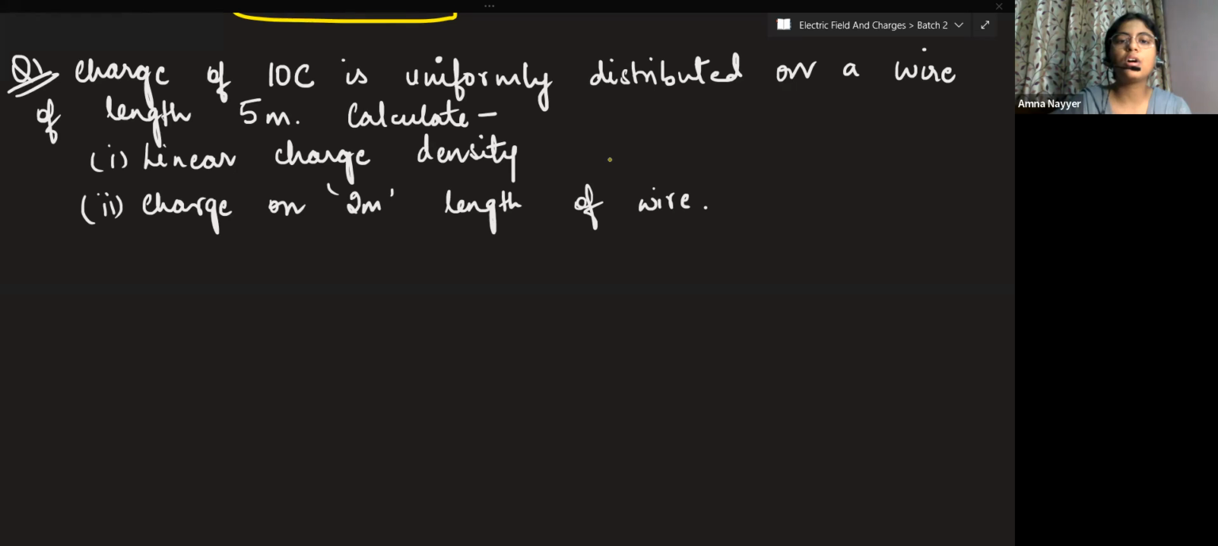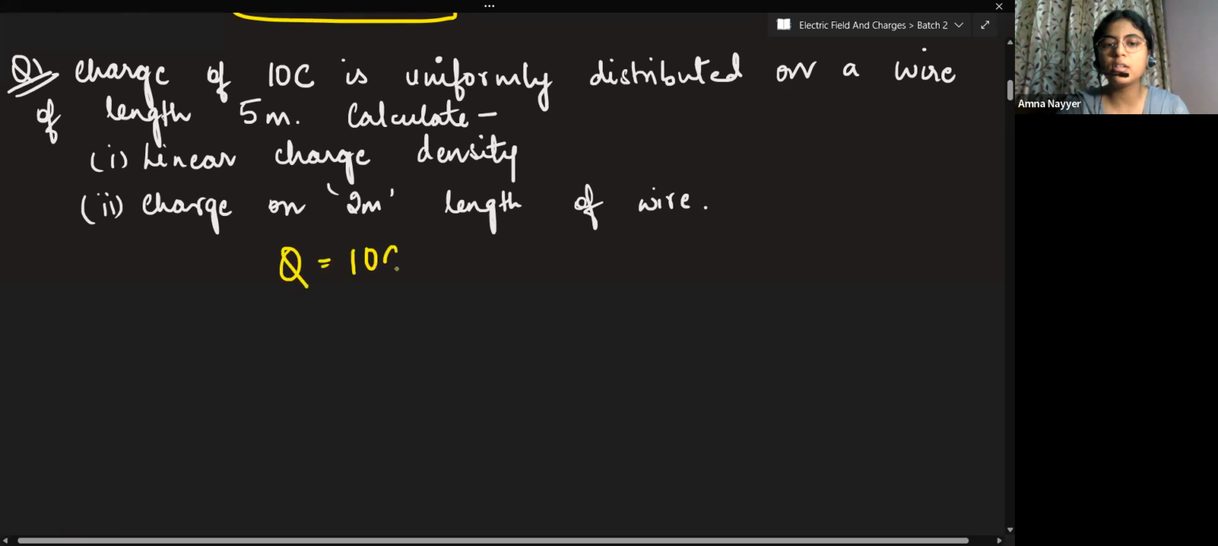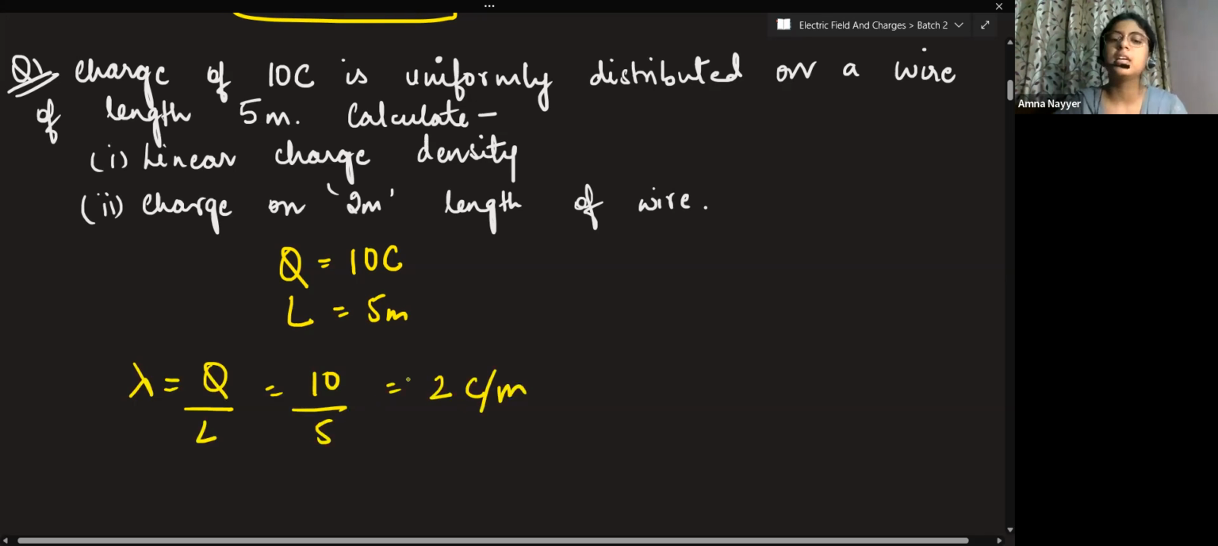See, charge of 10 coulomb is uniformly distributed on a wire of length 5 meter. So charge you have as 10 coulomb, length of the wire you have as 5 meters. Linear charge density, we have just studied, the formula is Q divided by L. Q is 10, L is 5. So this becomes 2 coulomb per meter. So linear charge density will be 2 coulomb per meter. This is the answer for the first part.